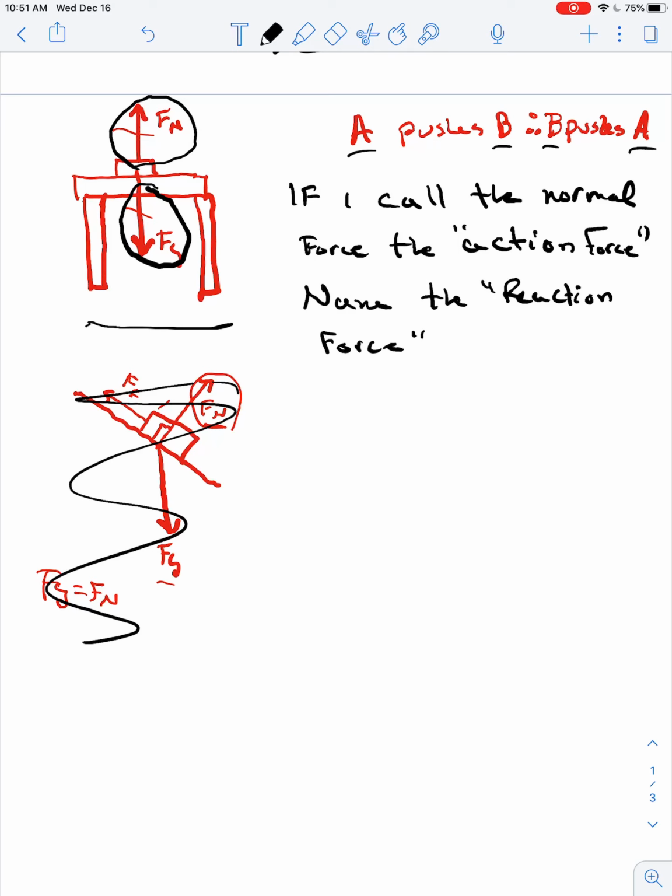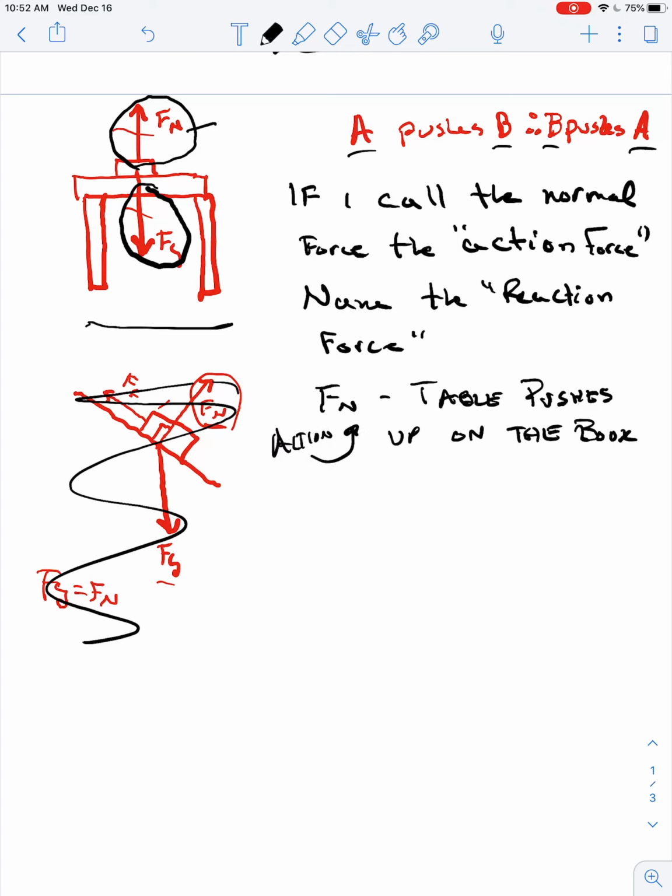So when I look at the normal force, let's talk about it. What is this normal force? Well, that normal force is the table pushes up on the book. So it's the table holding the book up. That is the one I said is my action force. Now, if I want to do the reaction to that, we have two objects, right? Table and book. It's kind of like my table is A and my book is B.